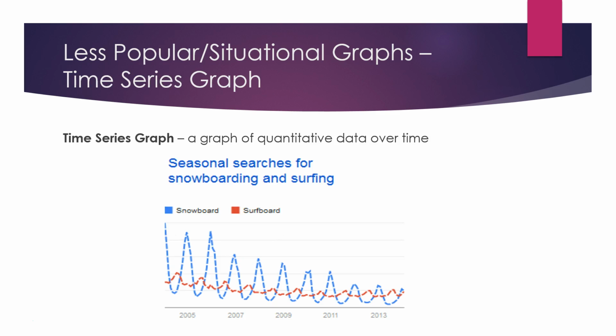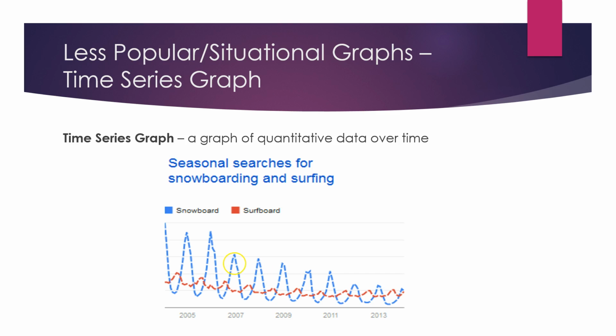Next, we have a time series graph. This is definitely not a less popular type of graph, but it is very specific. So for that reason, it fell in this category here. A time series graph is a graph of quantitative data over time. Many times you are interested in what happens over time, just like Lisa's music and CD collection. So this is real data that I obtained from Google Trends, which we will see occasionally. And this is the Google searches for snowboard and the Google searches for surfboard over time.